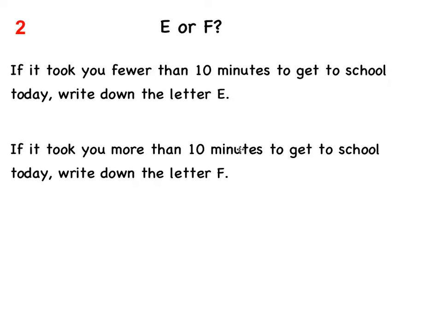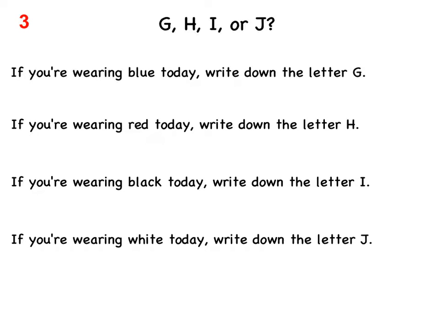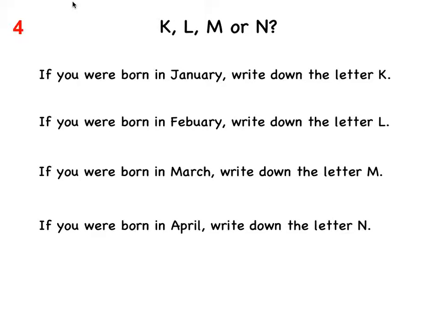The second one was also a function. If it took 10 minutes or less or 10 minutes or more, they did not overlap and everyone was assigned something. However, number 3 was not, because you could have worn blue and red and then not known what letter to assign. So you would have assigned more than one letter for wearing 2 different colors. In addition, maybe you weren't wearing any of these colors and then there was no assignment at all. Same thing with K, L, M, and N for number 4. January, February, March all had assignments, but after that, no letters were assigned. So number 4 is not a function either.